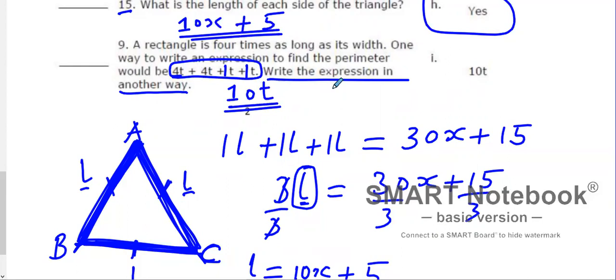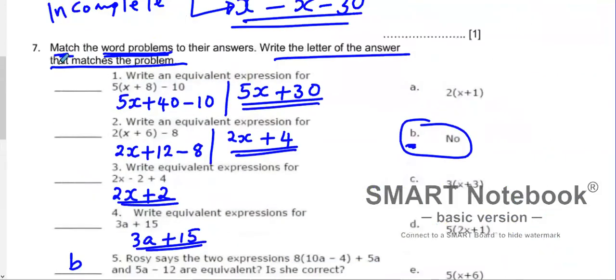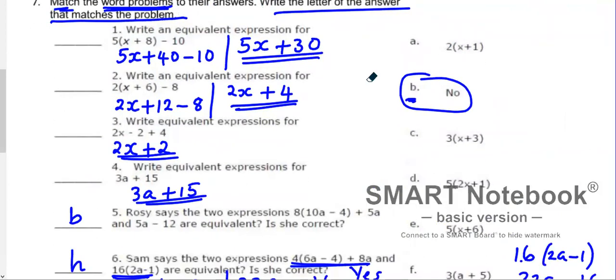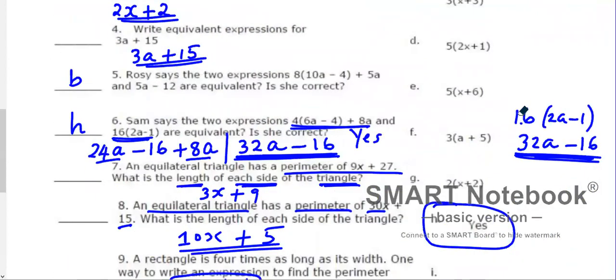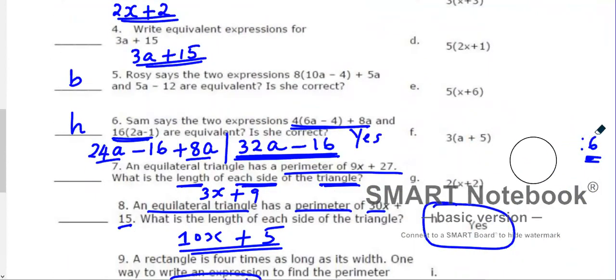Now, because the question is to match the word problems to their answers, let me check the answers themselves. If the answers are also not simplified, we need to simplify.